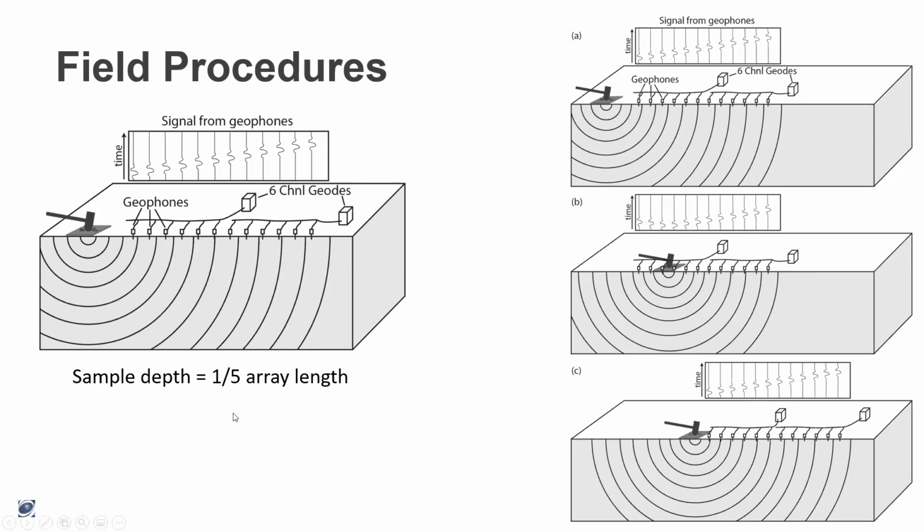So one rule of thumb that I always use when doing seismic refraction is that the sample depth is 1/5 of the array length. So if I'm looking at a target that is 20 meters down, then I will have a 100-meter array. I don't generally want to go beyond 100 meters because geophone spacing is related to resolution. So I want to balance my sample depth with my resolution.